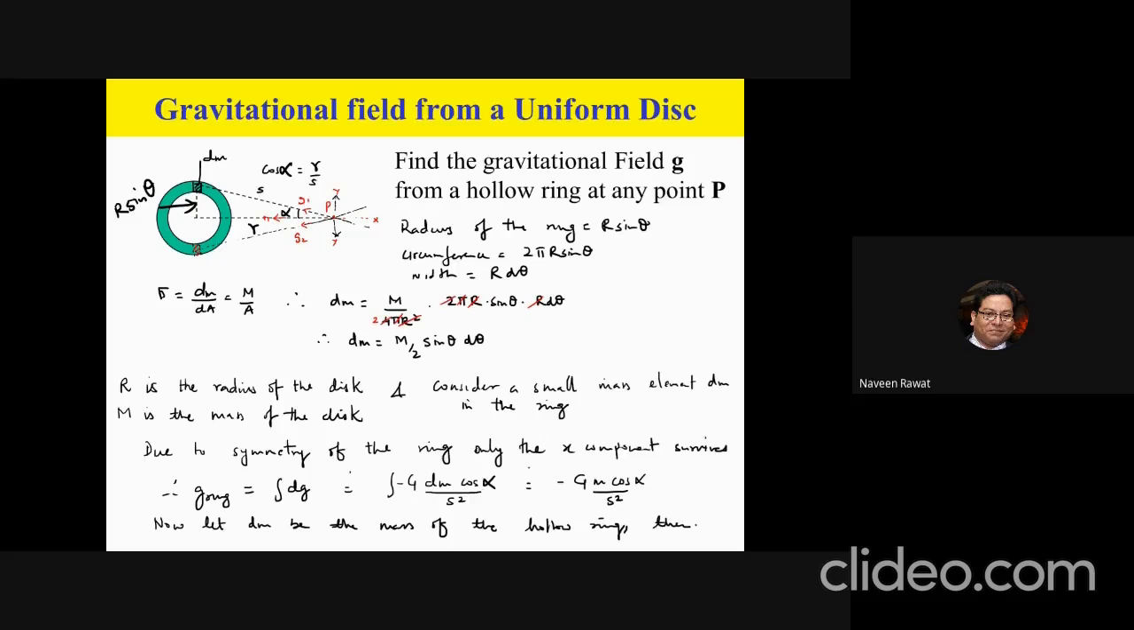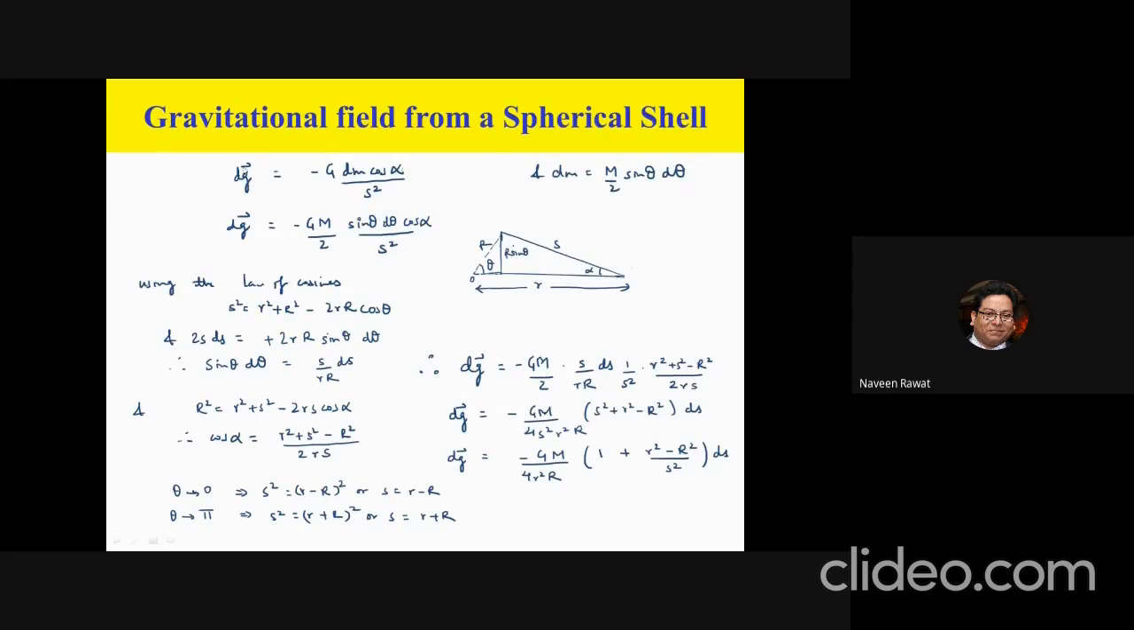So we want to plug that in now. For your field, this is what you're integrating. And dm we just found out is M by 2 sine theta d theta, and that's what we are plugging in here. You have a cos alpha term and you have s squared. That is our starting point now for a spherical shell. We have to know this expression beforehand, and the only way to do it is to calculate for the ring in the beginning.